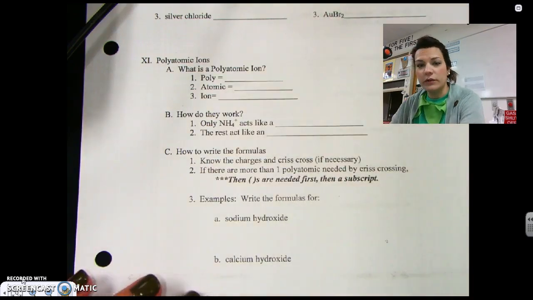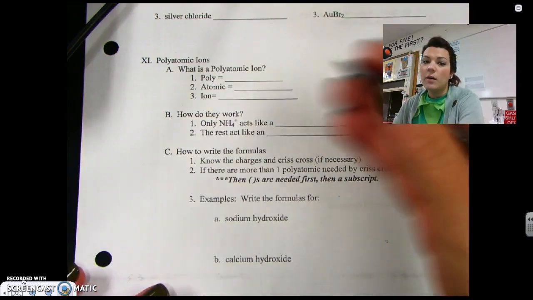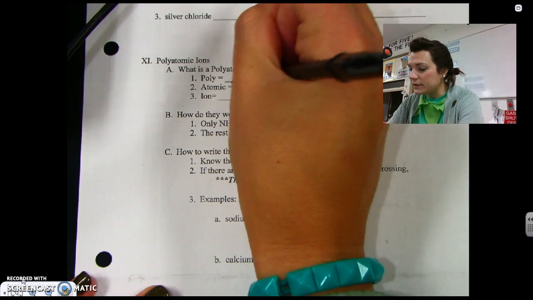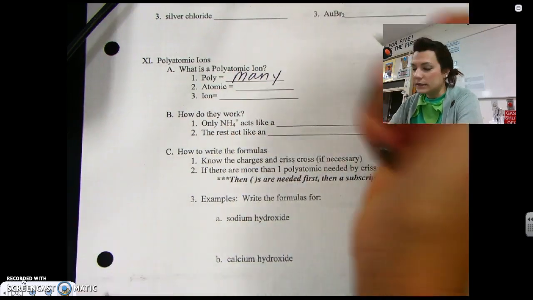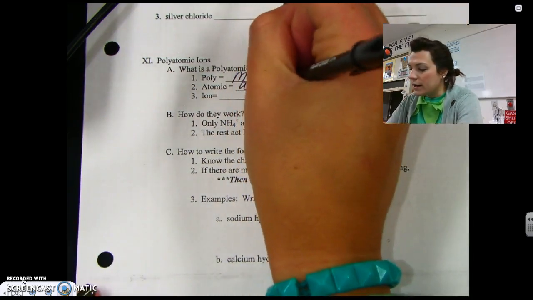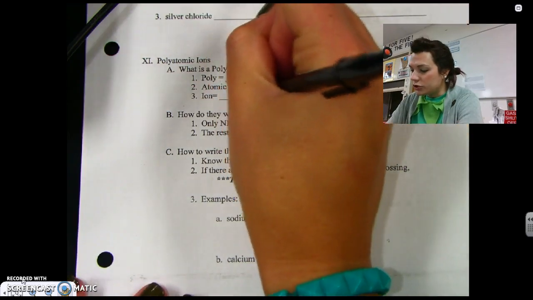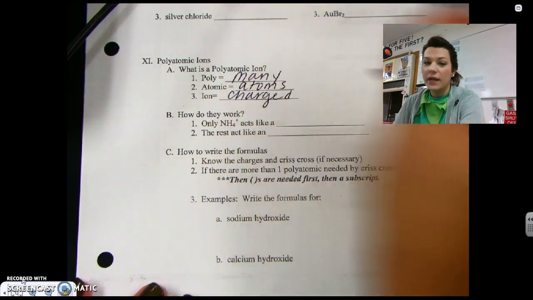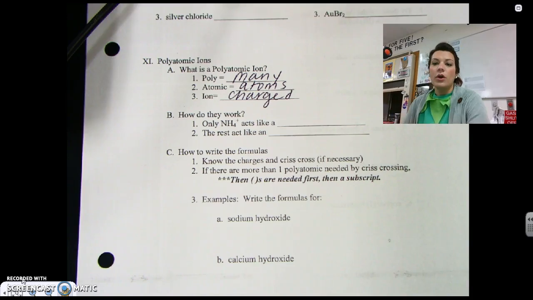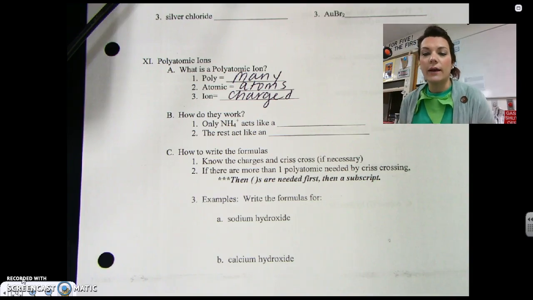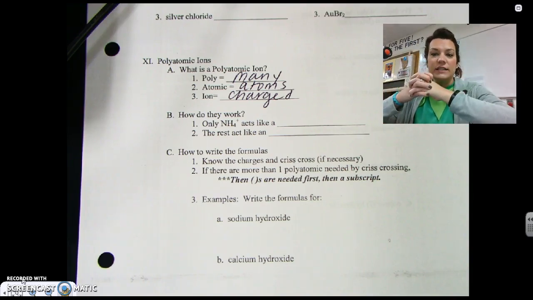So if you just break down the word polyatomic and what it means, hopefully you know poly means many. Atomic, obviously, that's talking about atoms. And then ion means that it's charged, meaning it's either gained or lost an electron. Okay, so these guys, we're actually going to consider them like a singular atom, but they're kind of connected together.